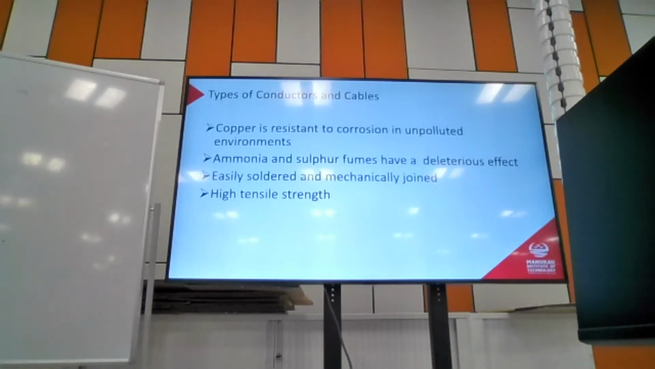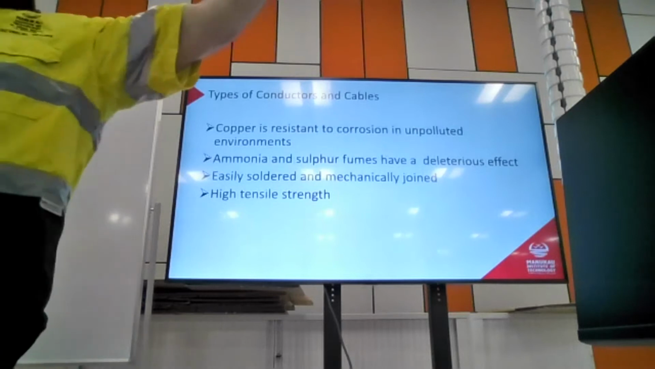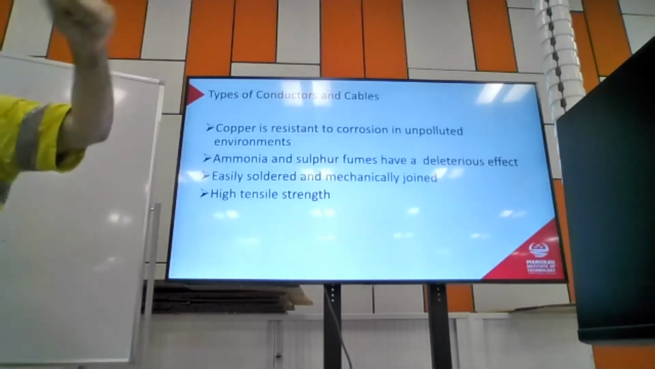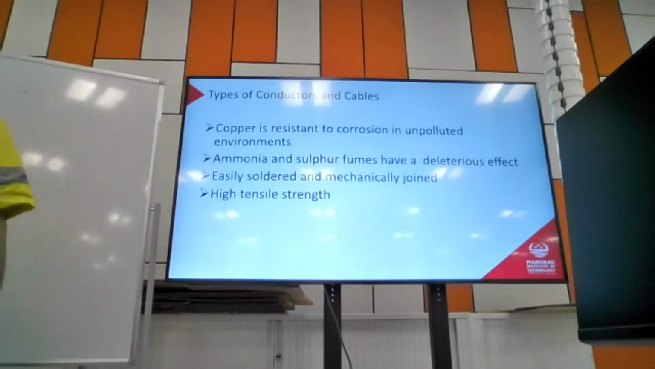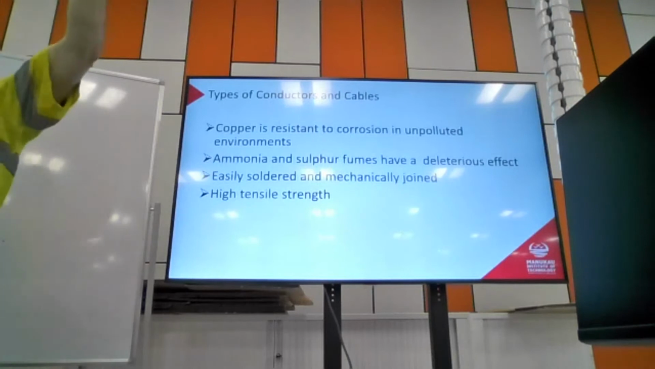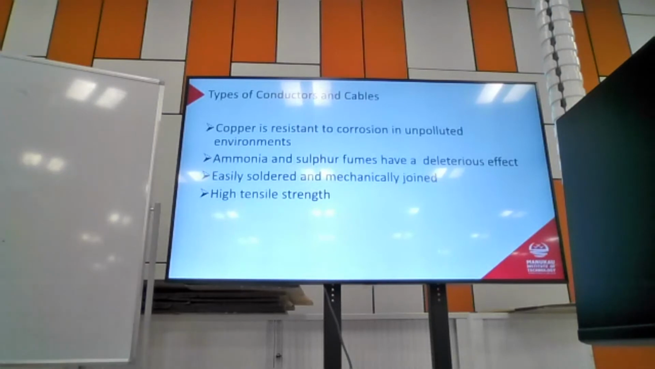It has a high tensile strength. What is tensile strength? Tension, yeah, so stretching. So they have a pretty good strength when pulled or stretched, right? So we can hang them or dangle them, stuff like that. They're not going to stretch and break.